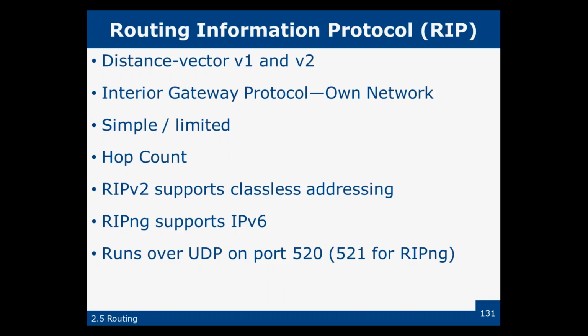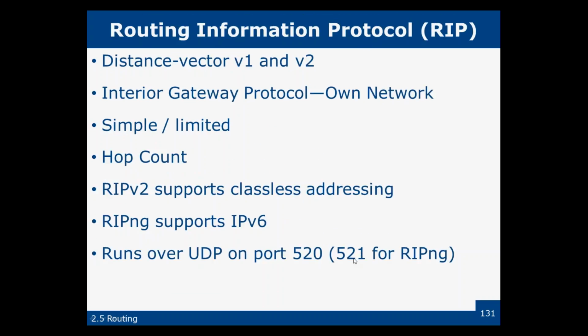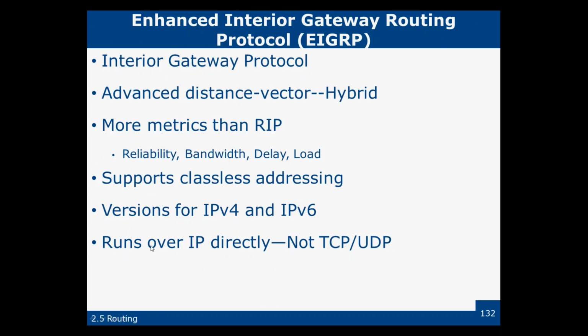RIPng, RIP next generation, supports IPv6, but not a whole lot changed, and it uses UDP ports 520 and 521: 521 for IPv6 and 520 for IPv4.